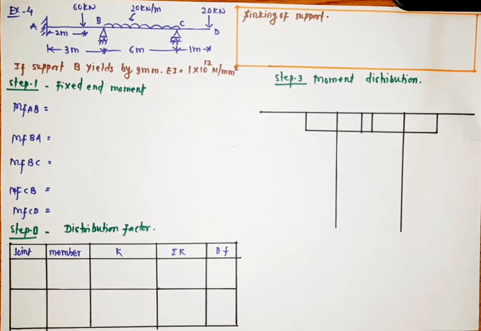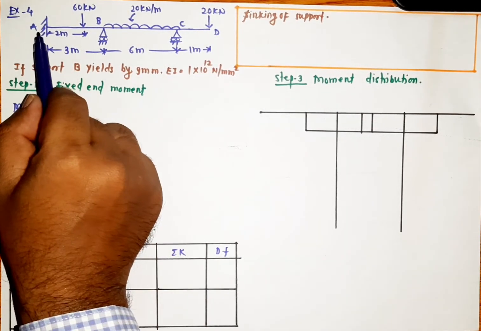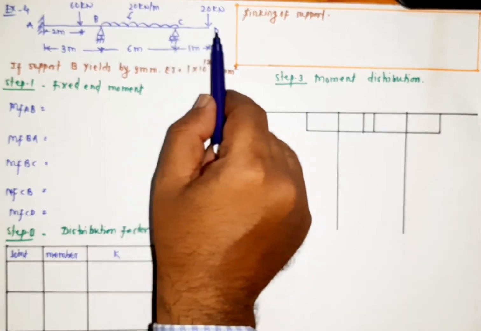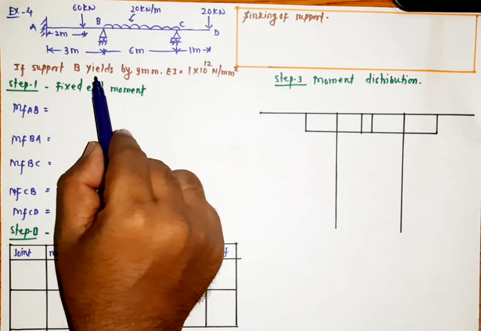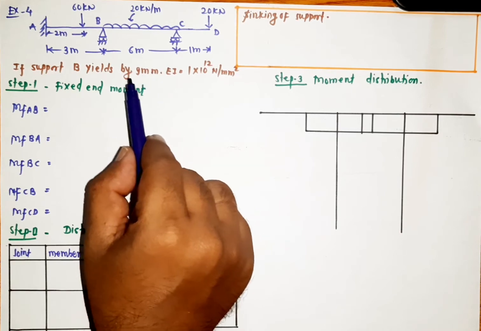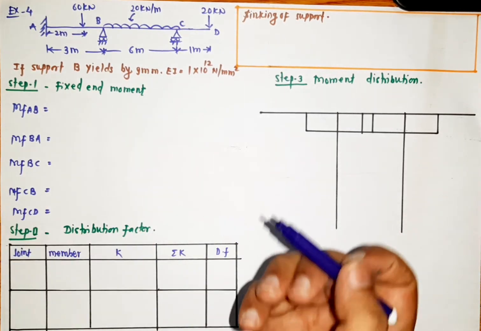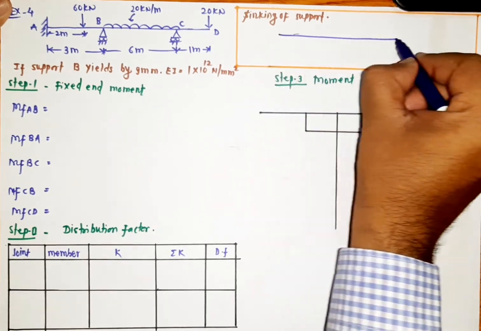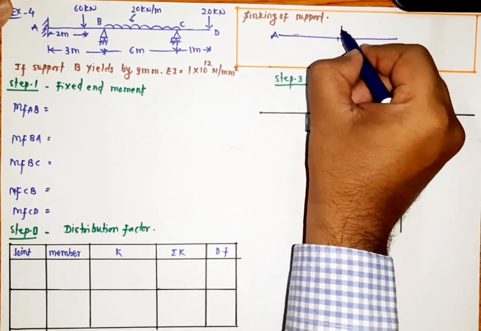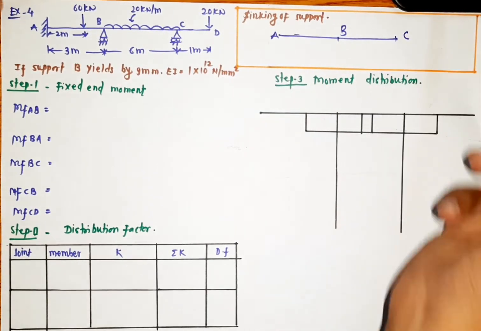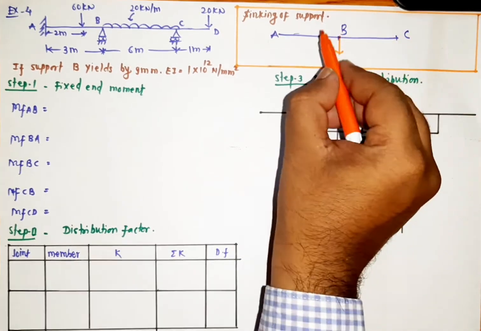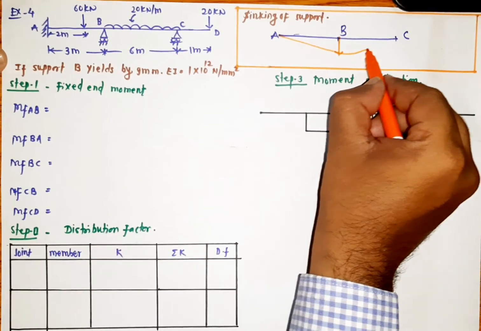Let us consider the next problem, which is a propped cantilever, a continuous beam, having A fixed, B is a roller, C is a roller, and there is one cantilever part CD. But in this problem, support B is yielded by 9 mm, that is, there is a sinking. And whenever there is a sinking, always remember that if this is span A, B and C, if our B support sinks by something, it will deflect in this way.